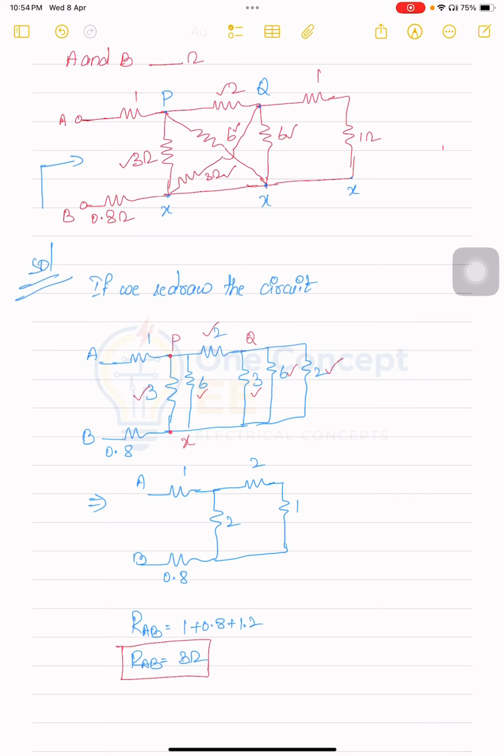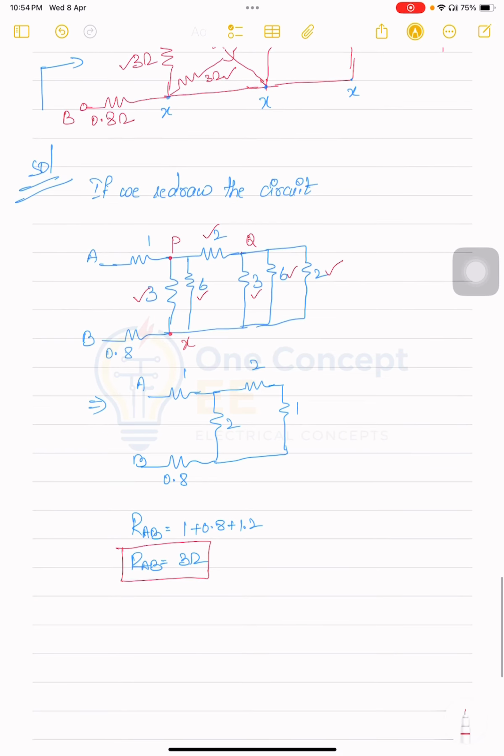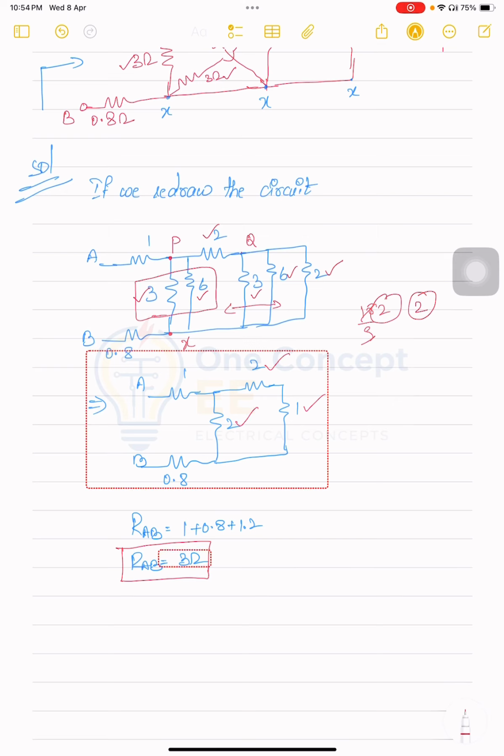Now we simplify the circuit. Now we need to do basic maths. Like 3, 6 and 2 are connected in parallel. Either you do 3 and 6 in parallel, you will get 18 by 9, 2 ohm, and 2 ohm and 2 ohm in parallel, you will get 1 ohm. And 1 ohm and 2 ohm are in series. And 6 and 3 in parallel, you get 2 ohm.